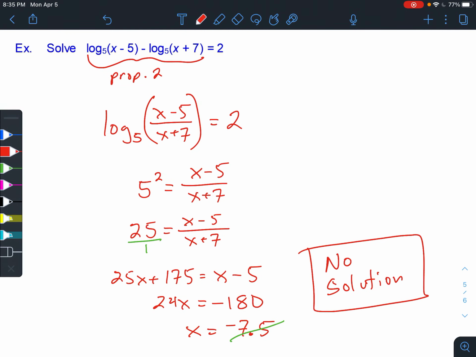But again, it's very important to check your solutions, because some of them will be good, some of them will be bad. But not necessarily all negative ones are bad, as we saw in one of the previous problems. So don't go assuming that they're bad just because they're negative. All right, hopefully that all made sense.